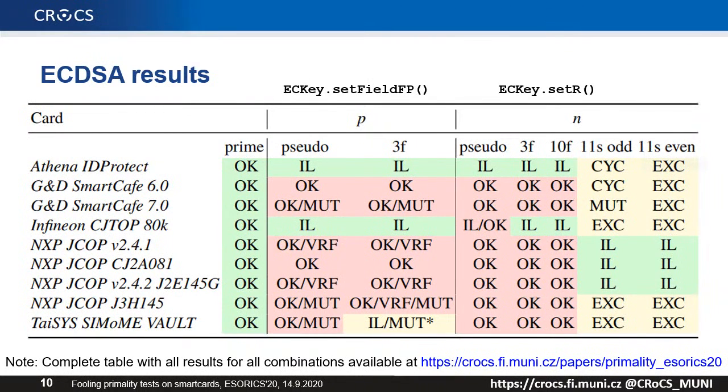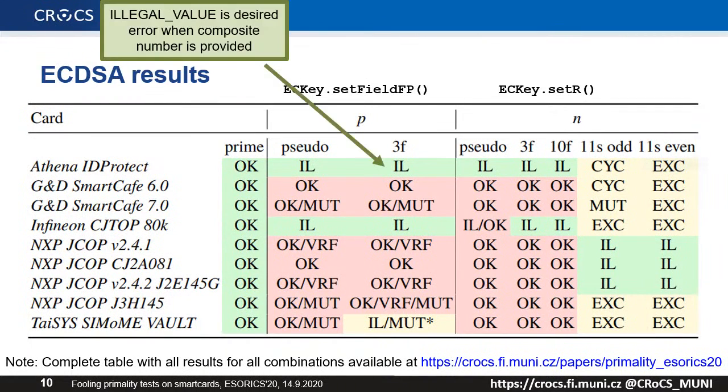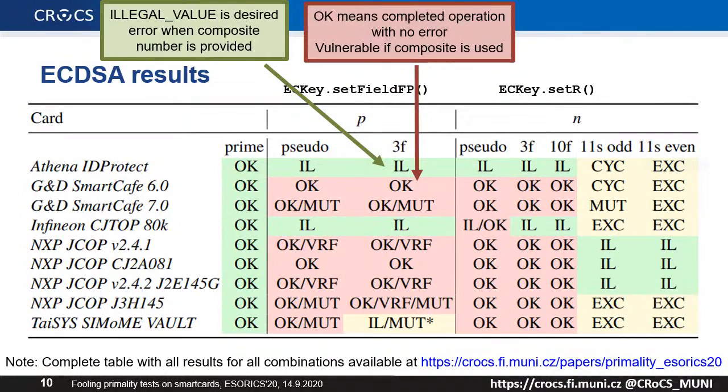How to interpret the acronyms? Okay, it's clear. This means it was accepted by the card. EL means the card emitted an illegal value error, and that's the desired error, because if the submitted value is composite, it shall be rejected with illegal value. So that's what you'd like to see in case of composites. If you see OK where the composite was submitted, this means that we were able to submit the composite, run the whole computation, get the signature out, and as a result, we can attack the implementation and get the private key. So this is red.